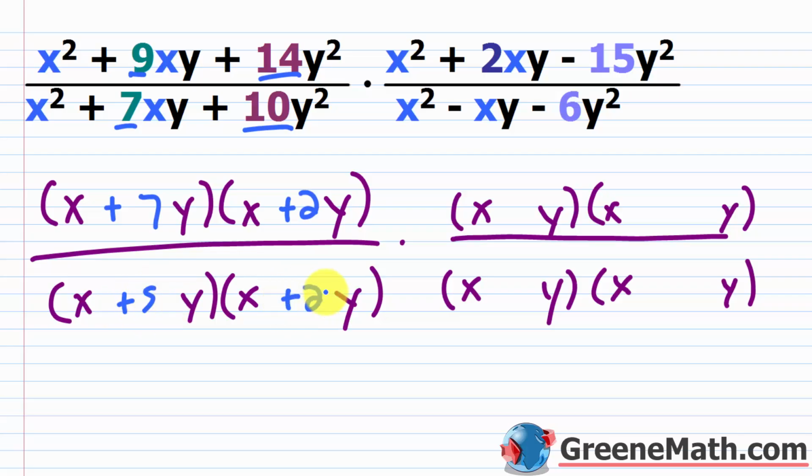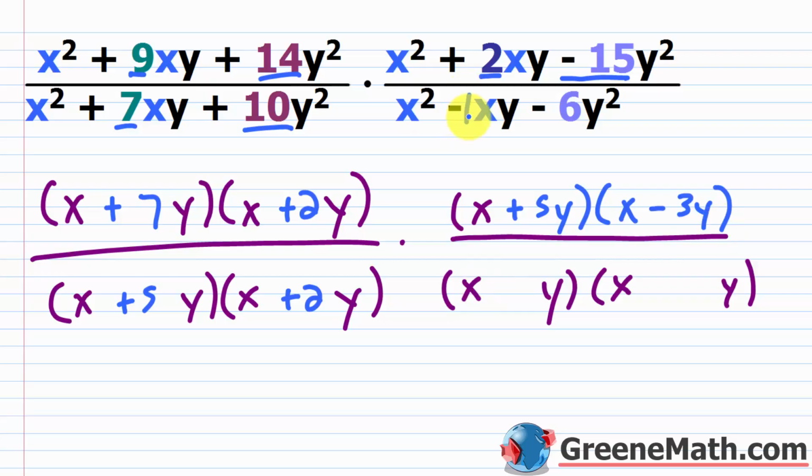So 5 and 2. Here, it's got to sum to 2 and give me a product of negative 15. So that's going to be positive 5 and negative 3. So positive 5, and this isn't going to fit. So let's put x plus 5y and then x minus 3y. So positive 5 and negative 3. Okay, so for this one, we have -1, you could think of it as, and -6. So the product is going to be -6, the sum is going to be -1, so that's going to be -3 and +2. So -3 and +2.